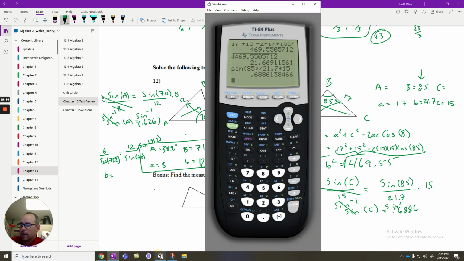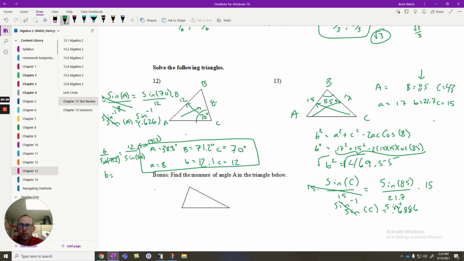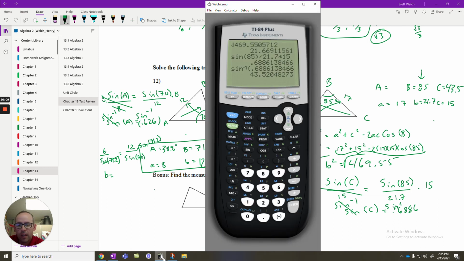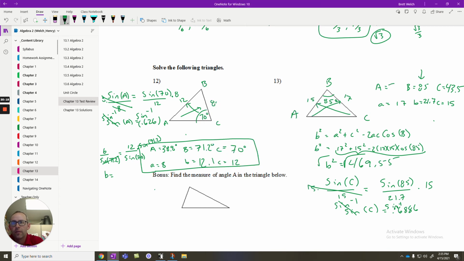We take the sine inverse of that answer, and it is 43.5. So capital C is 43.5. To get capital A, we need to subtract all that from 180. So 180 minus 43.5 minus 85 is 51.5. 51.5 degrees.